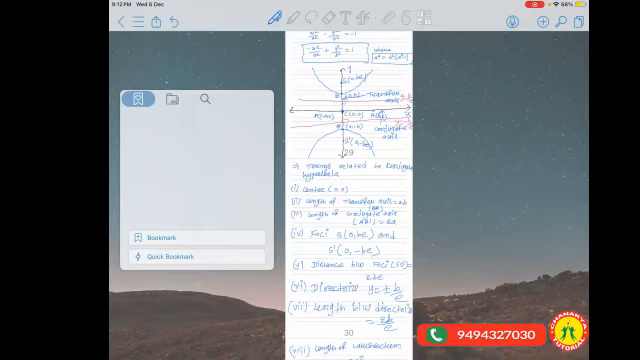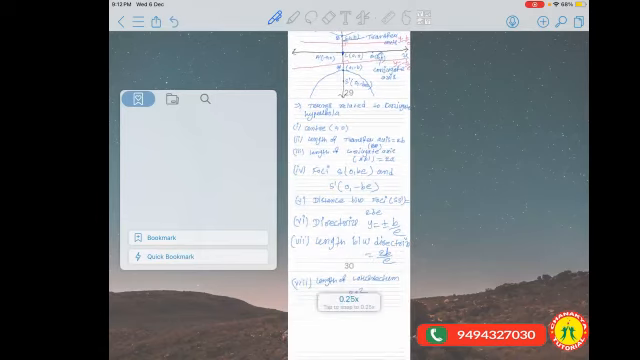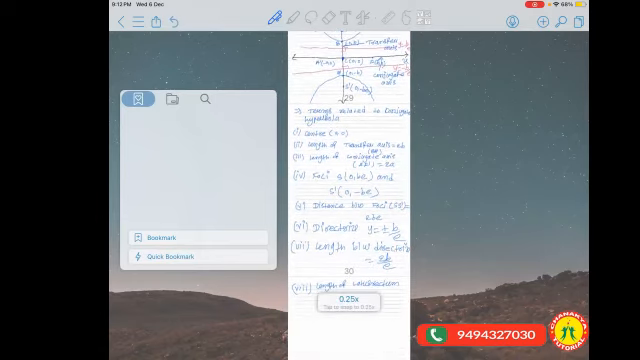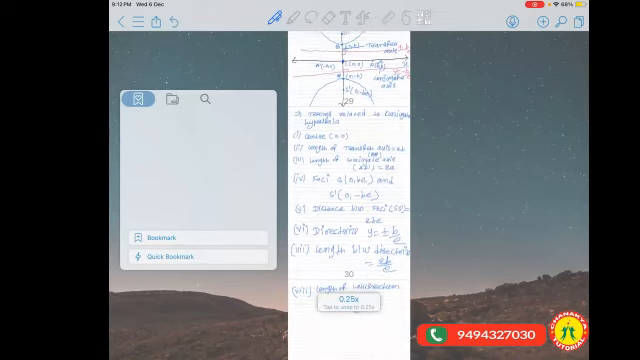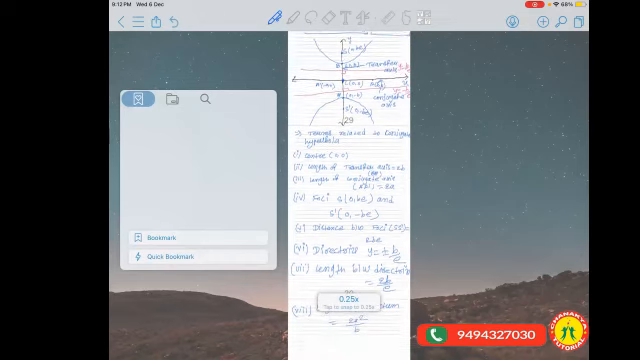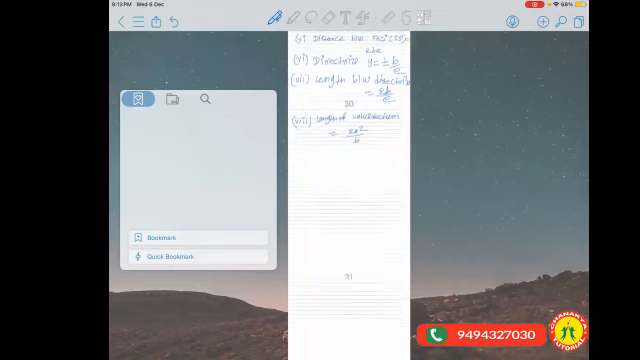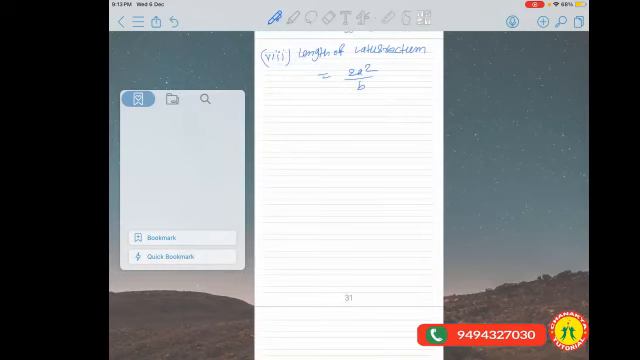Any doubt on this topic? Any doubt? Aditi, can you say what the parametric equation will be for the conjugate hyperbola? For the hyperbola, the parametric equation is a sec theta, b tan theta. So for the conjugate hyperbola, what will you say for the parametric equation?